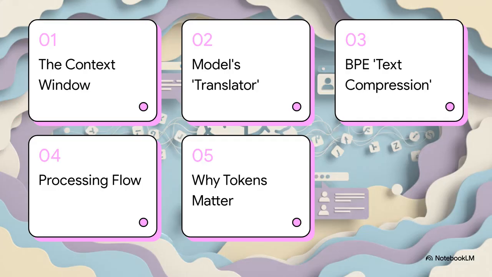So here's how we're going to break it all down. We'll start big picture, then zoom in on the key piece of the puzzle, the tokenizer. After that, we'll get our hands dirty with the actual algorithm that makes it tick. And finally, we'll connect all the dots to see why this is so critical for how these models perform.